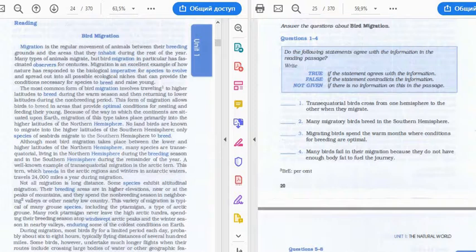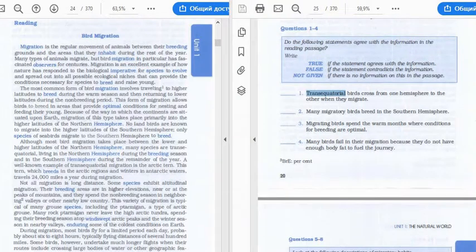First of all, we have to read the questions and highlight the words which we have to find in the text. So, first question: Equatorial birds cross from one hemisphere to the other when they migrate. First of all, I'm just highlighting the words we have to find here about these equatorial birds. We have to find information about them, and we are just scanning the text.